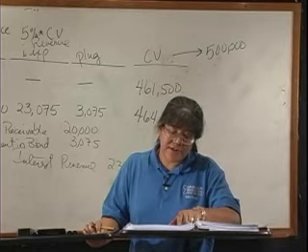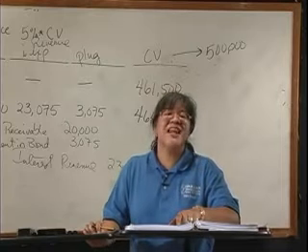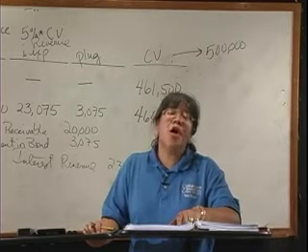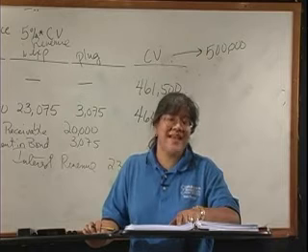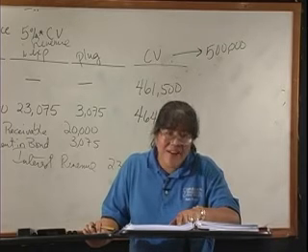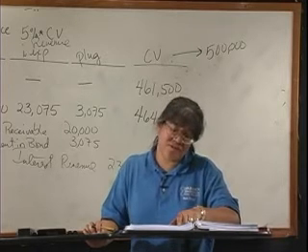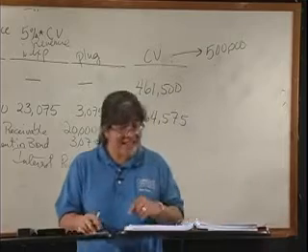Let's take a look at letter D. If the fair value option is elected, it must be applied to all bonds. That is false. It can be applied on an instrument by instrument basis. It just has to be applied to the entire instrument, not just a portion of the instrument. So the best answer for number 11 is C.